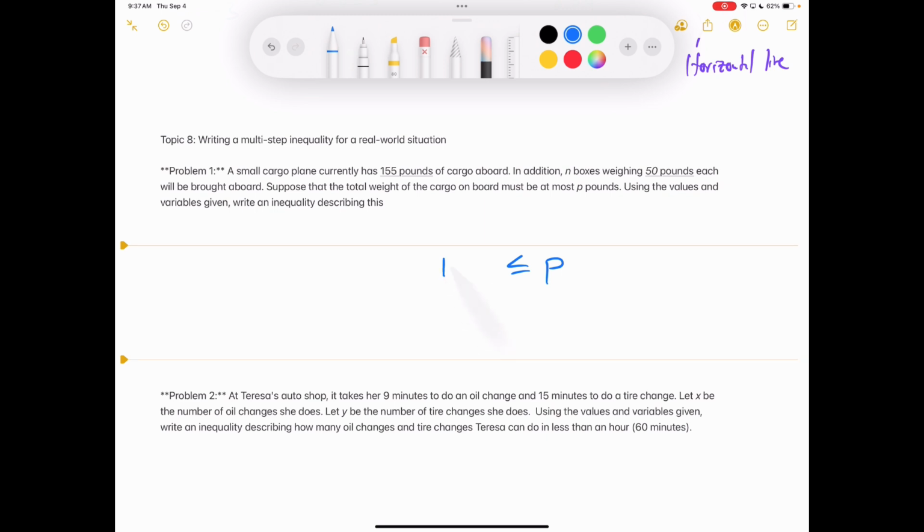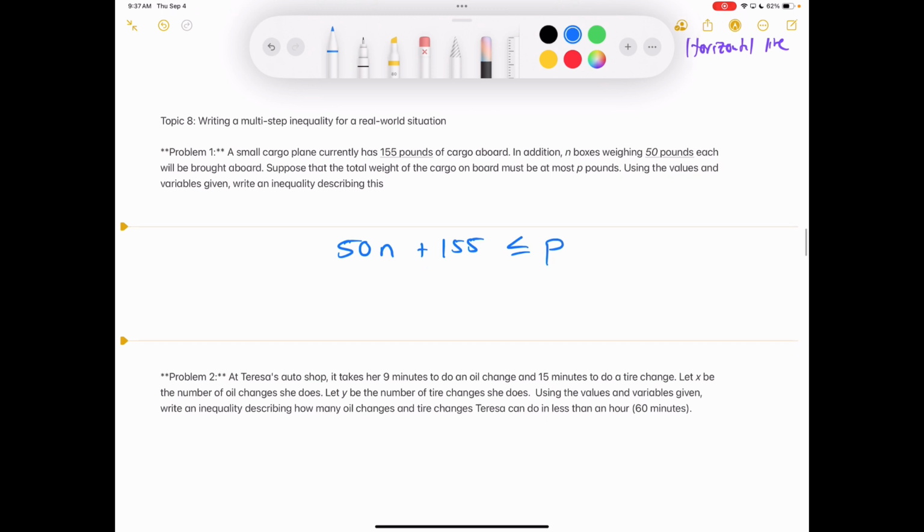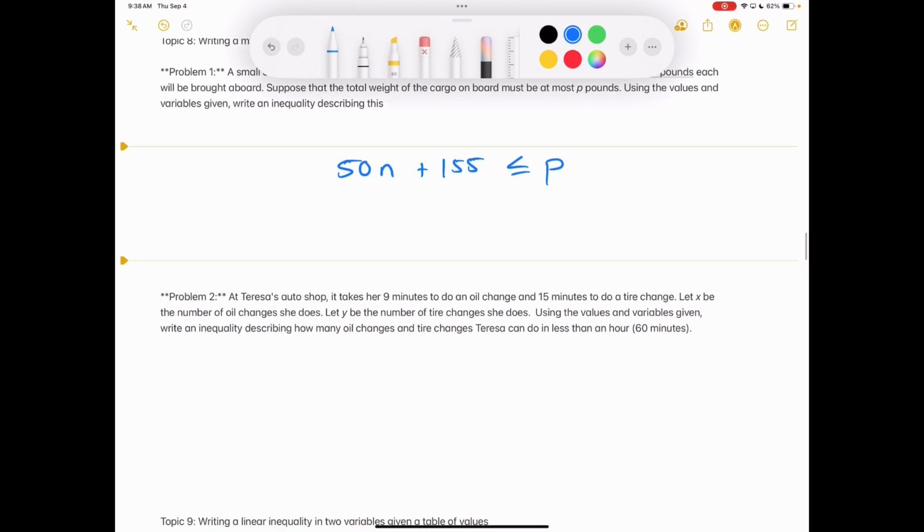This plane starts with 155, but we're going to add boxes that are 50 pounds each. So where it says each is usually a multiplication, because if I add one box, it's 50 pounds, 2 boxes, 100, 3 boxes, it's 150. So this should be the answer to this one, because one of the reasons they may do less than or equal to P pounds is because one plane may carry 1 ton and another plane may carry 1.5 tons or whatever. So you have different planes that could carry different weights there. So you want to make that a variable.